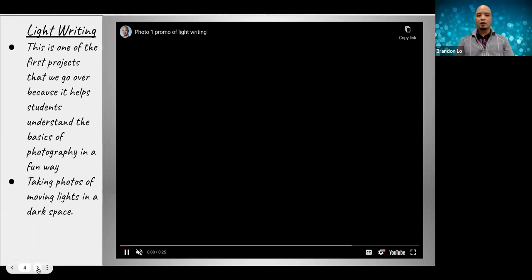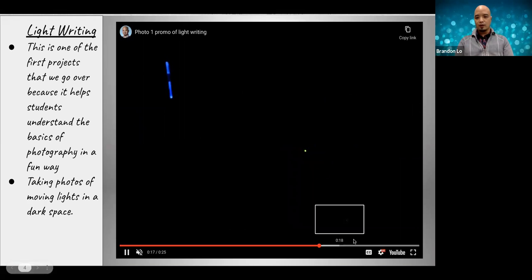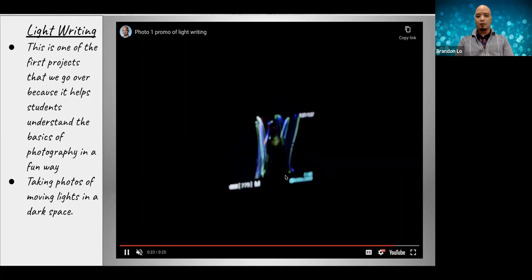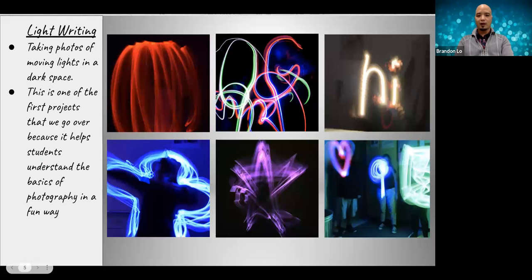One of the first projects that we do is light writing. This is one of the first projects because it helps students understand the basics of photography in a fun way. Taking pictures of moving lights, as you can see in the video here, in a dark space, allows us to use what we call a slow shutter speed. And towards the end of this video, it's going to show us the end results over here on the back of the screen. But on the next slide, I do have some finished examples of what that would look like.